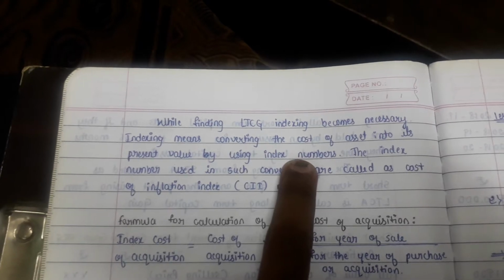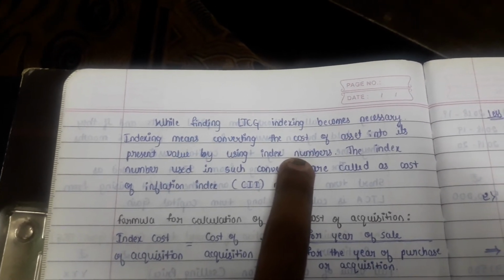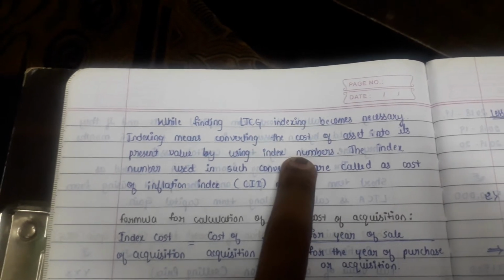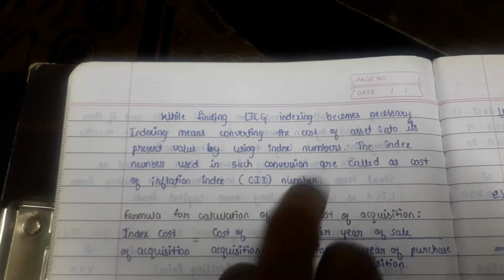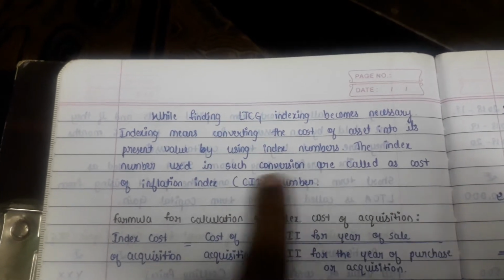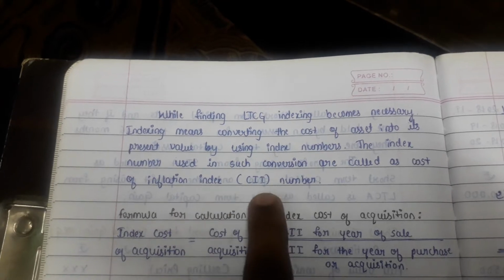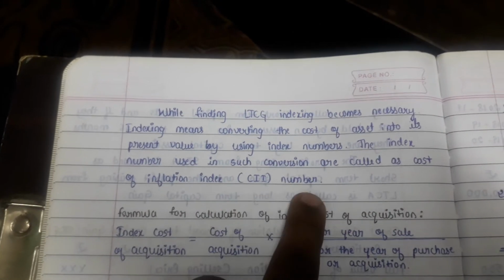Index numbers of cost of acquisition will be given, as well as the present index number. On that basis we have to calculate it. The index numbers used in such conversion are called cost of inflation index, that is CII, cost of inflation index number.